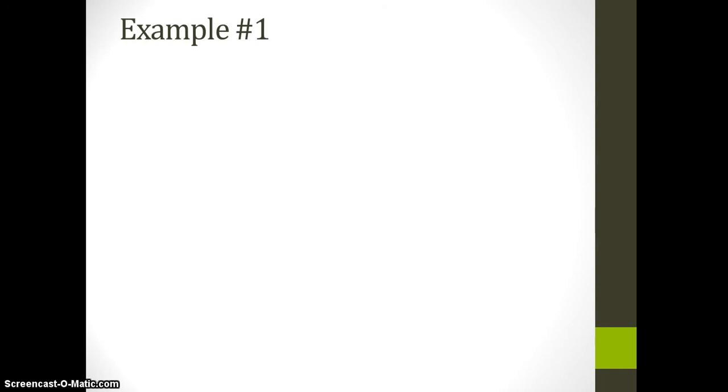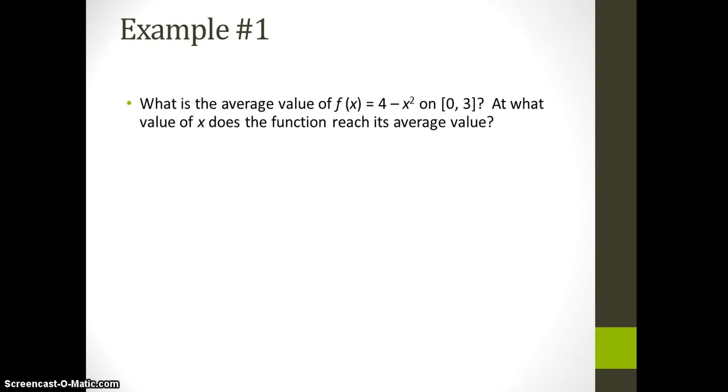So let's take a look at an example that applies this formula. What is the average value of f of x equals 4 minus x squared on the interval 0 to 3, and then at what value of x does the function reach its average value? For the first question, all we need to do is apply our formula. The average value of f of x would be the integral from 0 to 3 of 4 minus x squared dx over 3 minus 0.